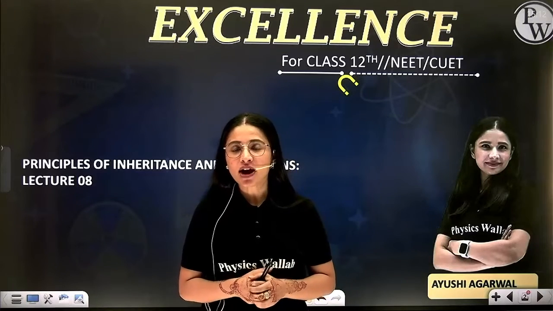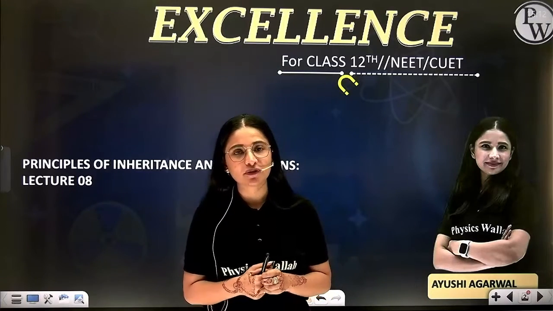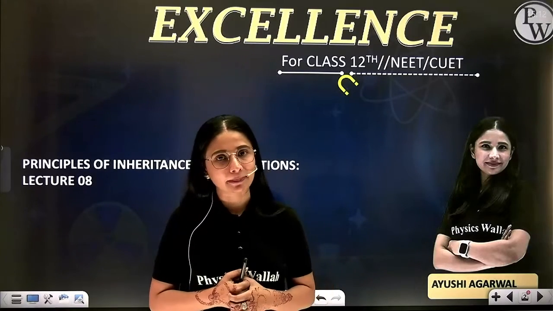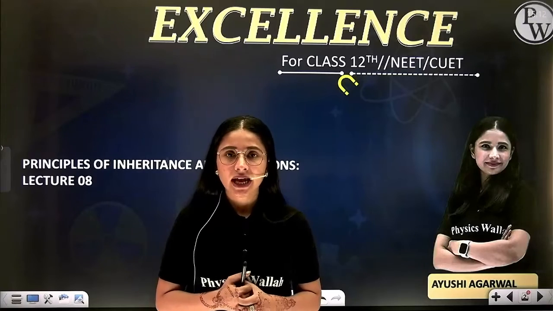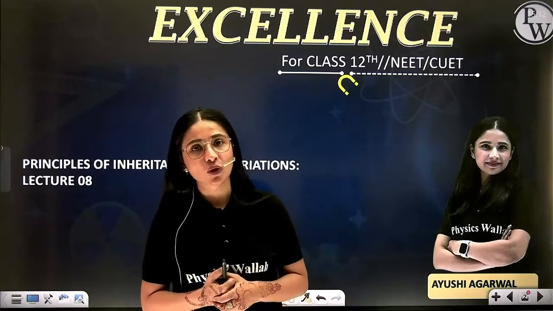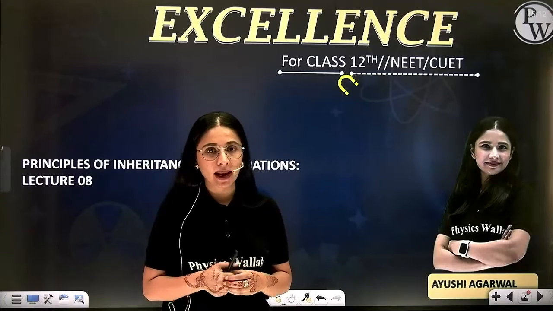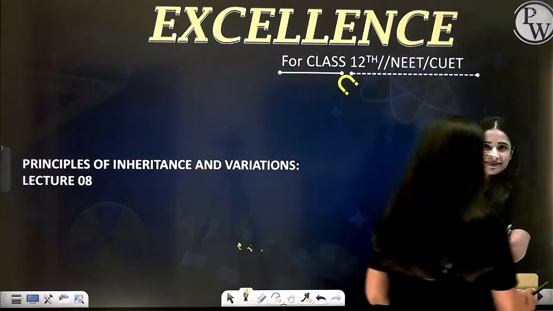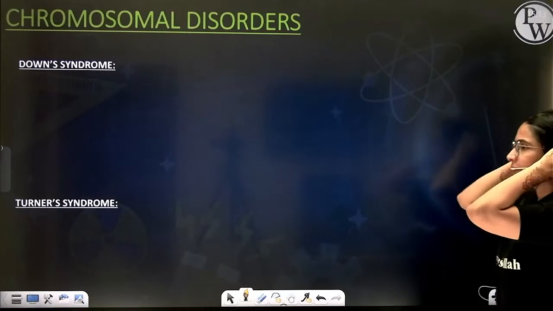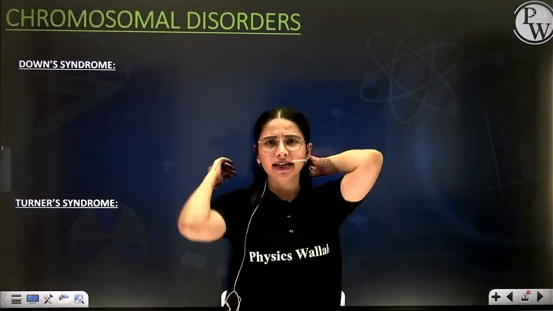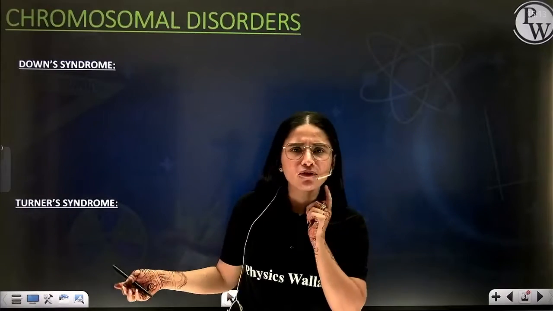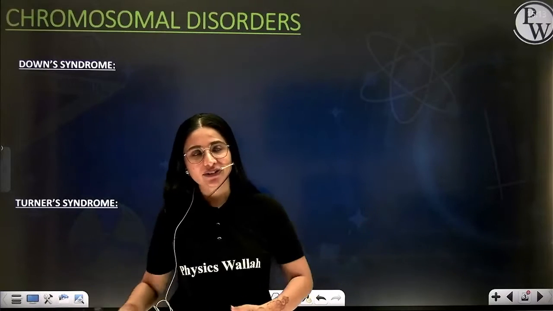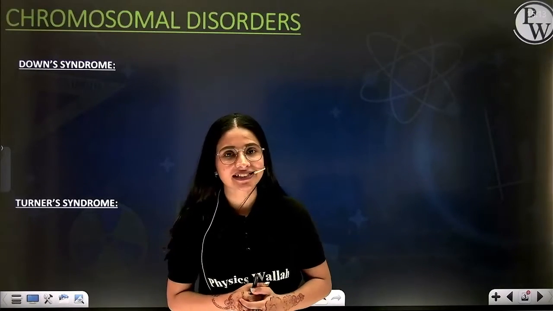So far we have completed the chapter Principles of Inheritance and Variation. Today we are taking the last lecture of this chapter, where we are going to study the different types of chromosomal disorders, and, very importantly, how to solve pedigree charts. A number of students usually face trouble here. They don't know how to solve pedigree charts. So I have a number of questions today with the help of which, by the end of the class, you will be able to solve such questions also.